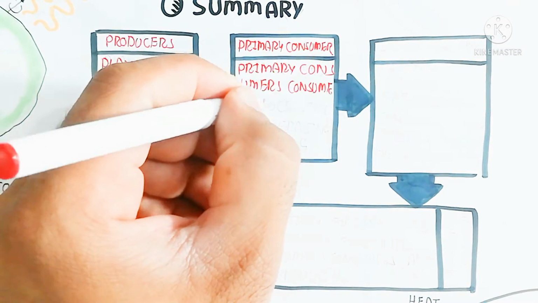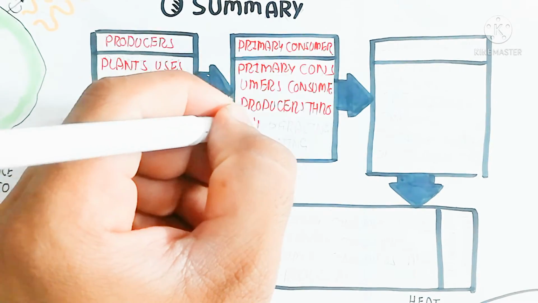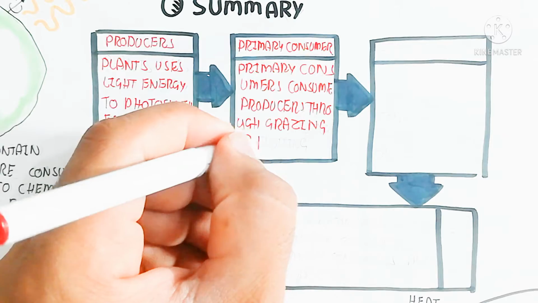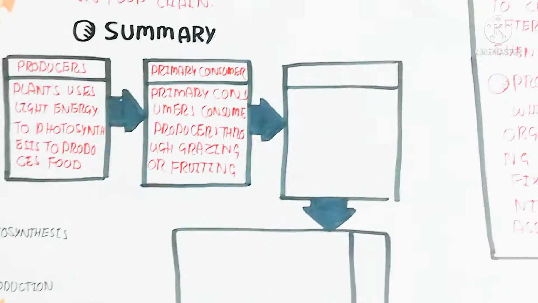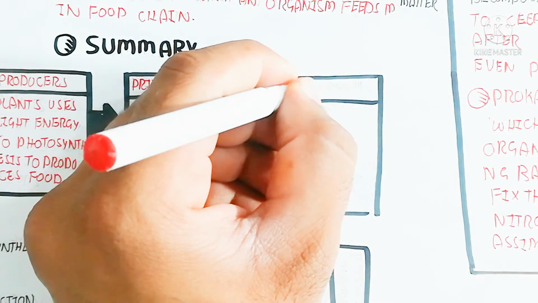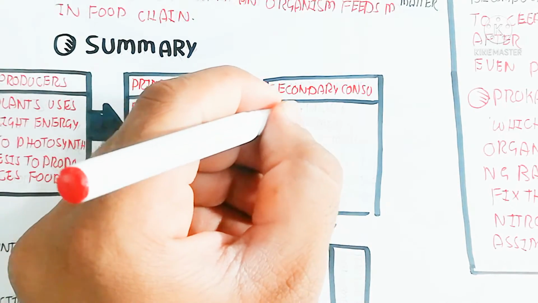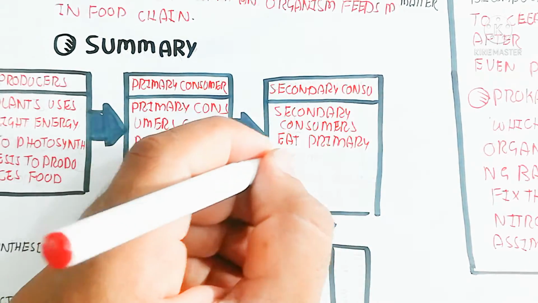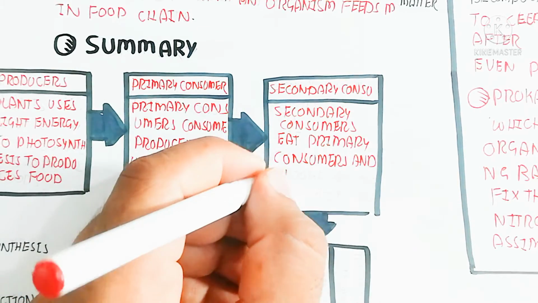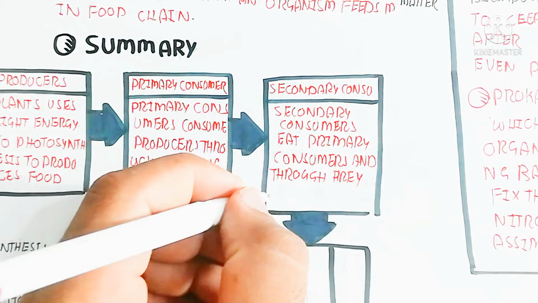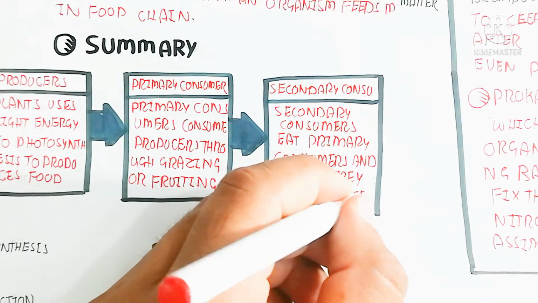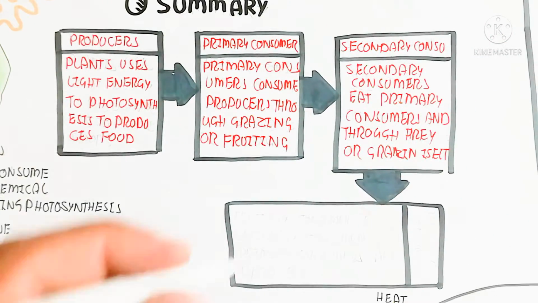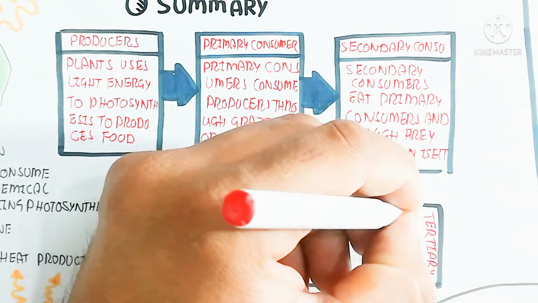The primary consumer consumes producers through grazing or fruit consumption. The secondary consumers eat primary consumers through prey or grazing on insects. For example, you can understand with an animal. I don't know an example of an animal, but you can understand.